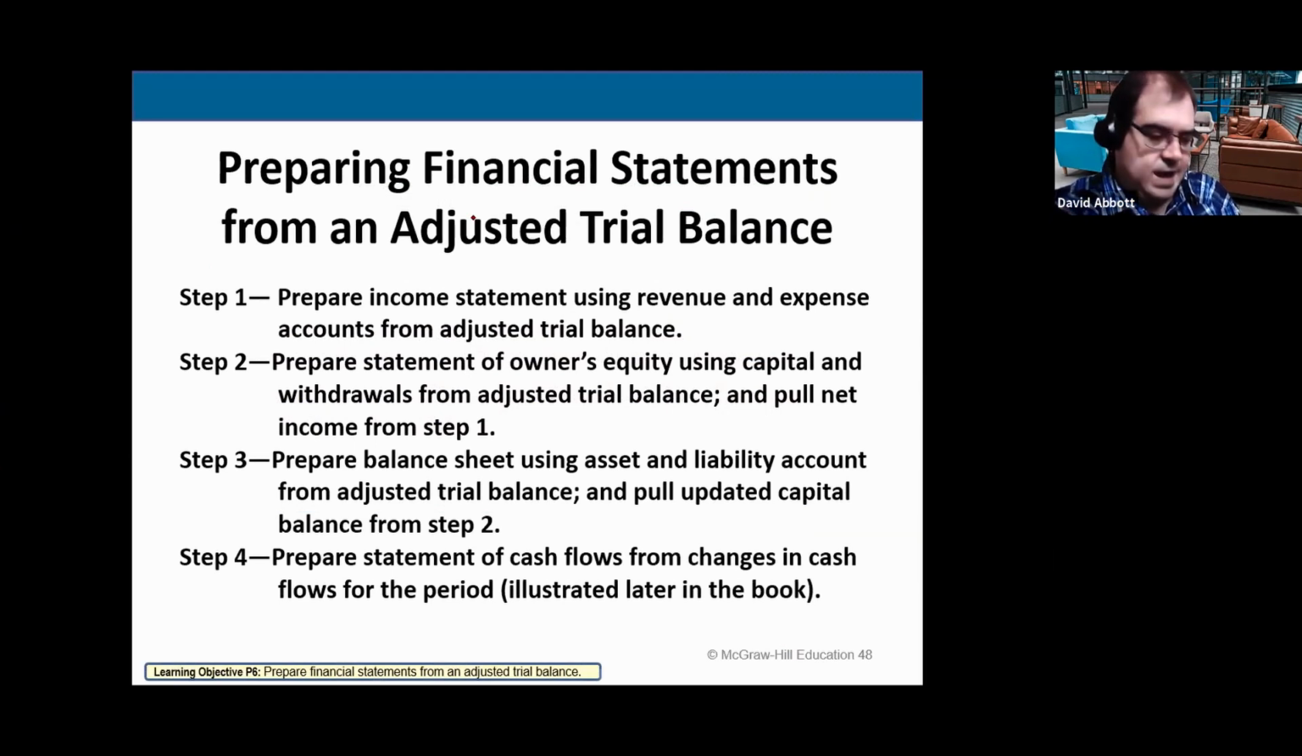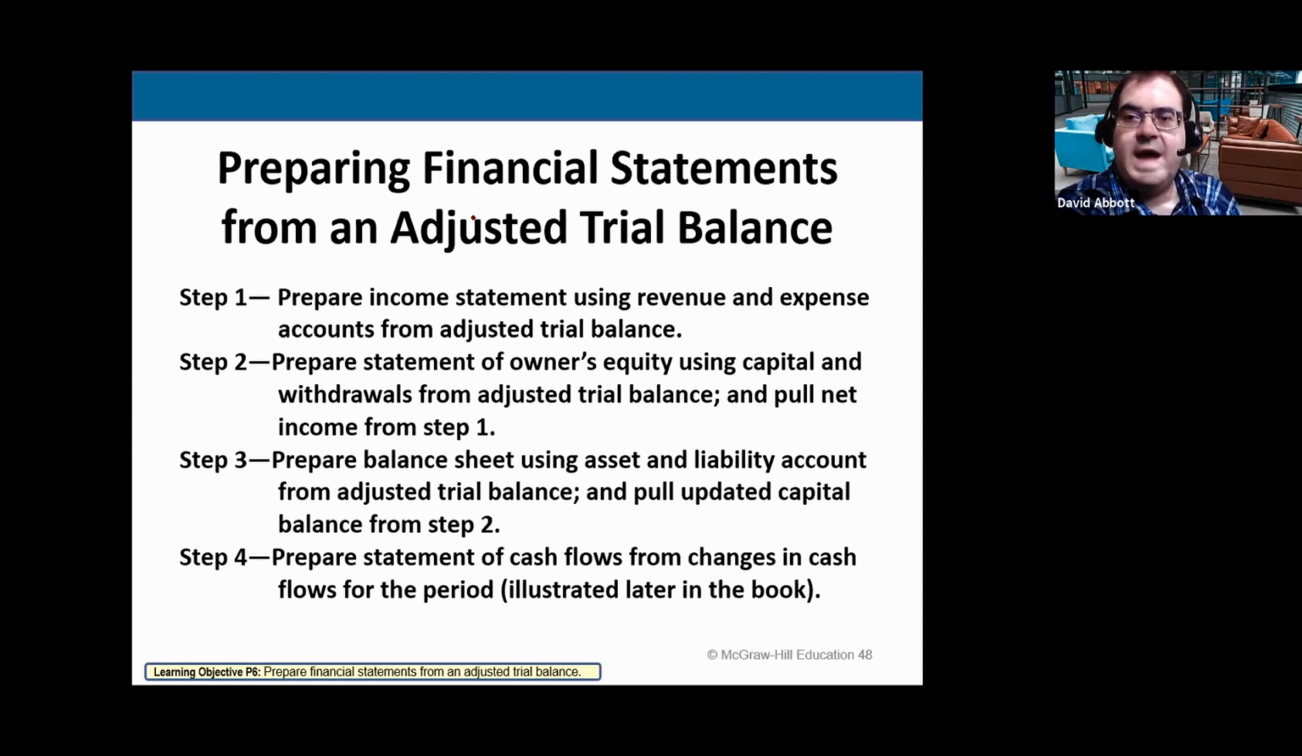The first thing is that we can prepare financial statements directly from information in the adjusted trial balance that we looked at earlier. An adjusted trial balance includes all accounts and balances appearing on financial statements, and it's easier to work from than the entire ledger when preparing final financial statements, because you can just look at it, see the balance that's there, and then just copy it across. Then there are different steps. The first step is to prepare the income statement using revenue and expense accounts from the adjusted trial balance.